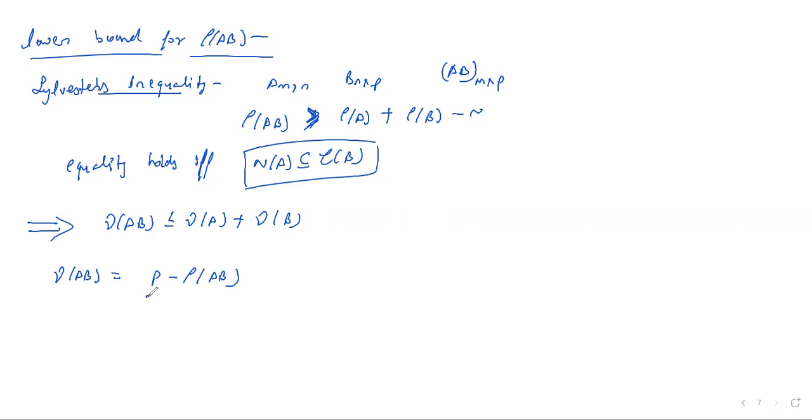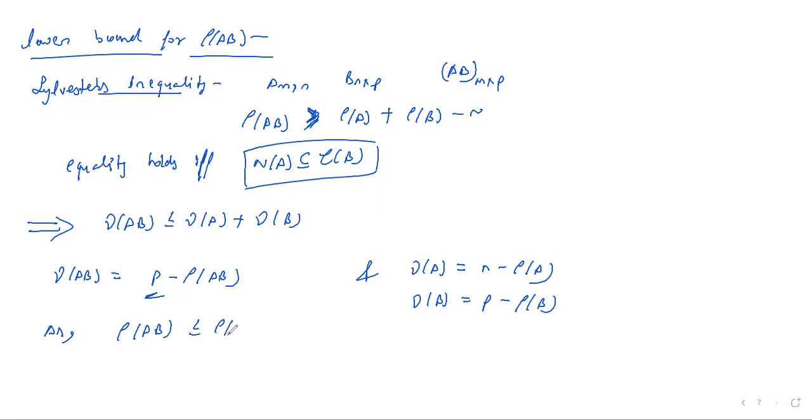That's why I have written P here. So nullity of AB is equal to P minus rank of AB. Now, what is the nullity of A? Nullity of A is N minus rank of A. Similarly, the nullity of B is equal to P minus rank of B. As we have rank of AB less than or equal to rank of B, we will have nullity of AB greater than or equal to nullity of B.